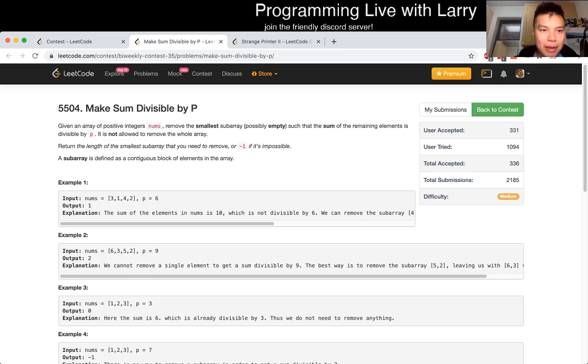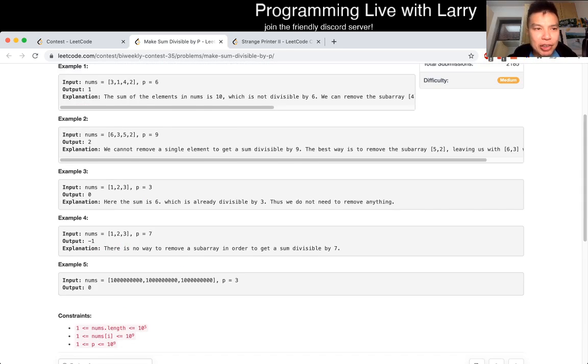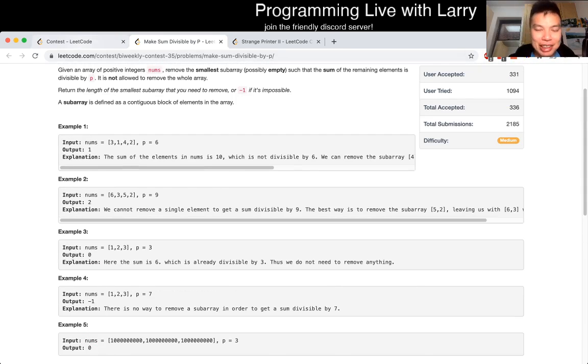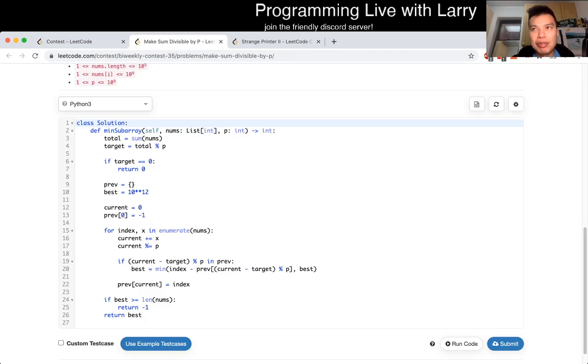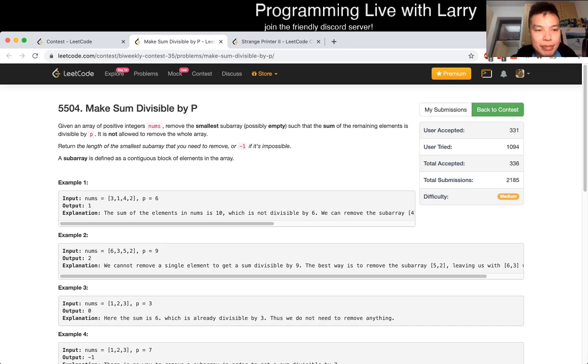So, make some divisible by P. This was conceptually not a tricky one, but I took 13 minutes, with 2 wrong answers. Some of that was just my fundamentals not being good on the implementation. Basically, I forgot some edge cases.